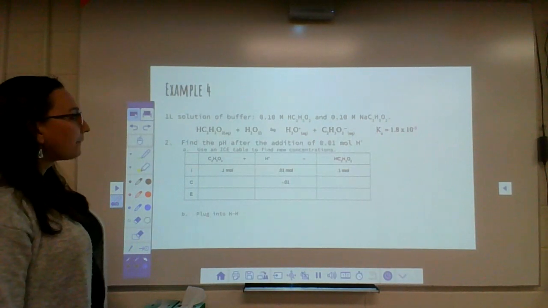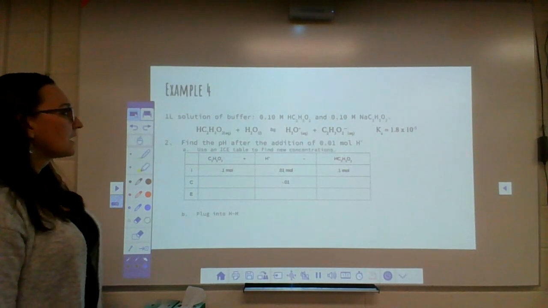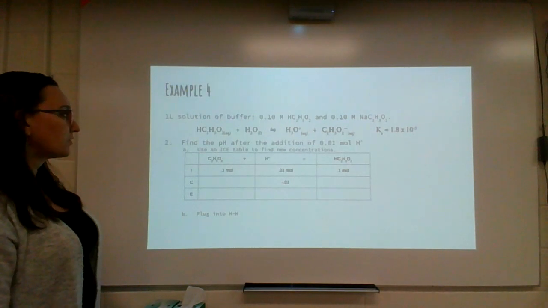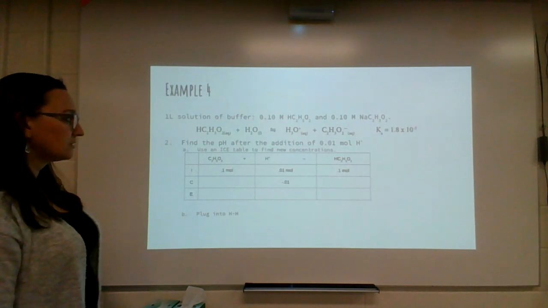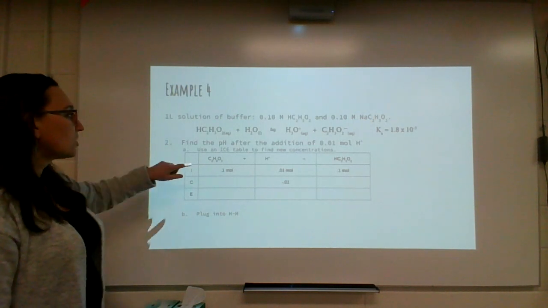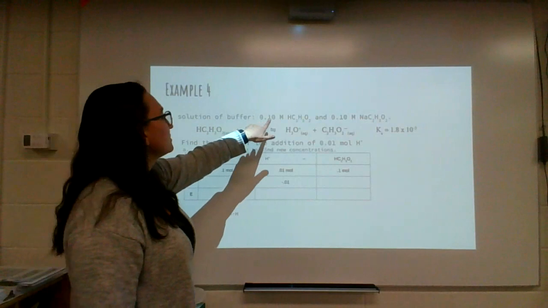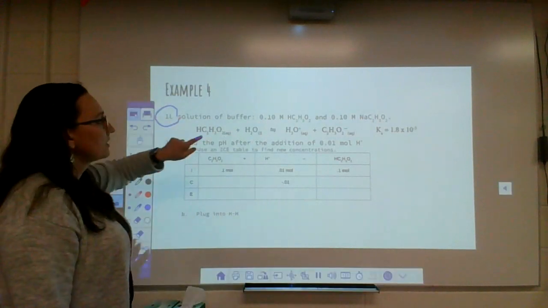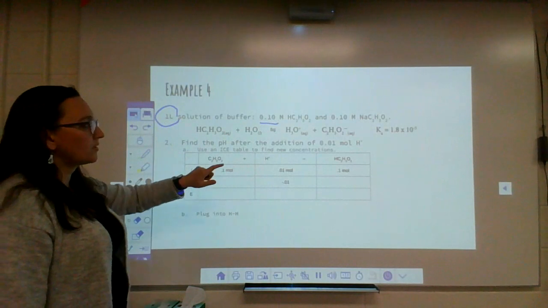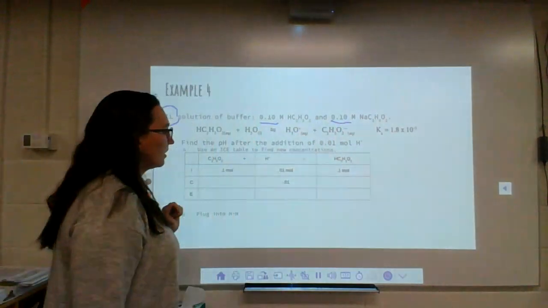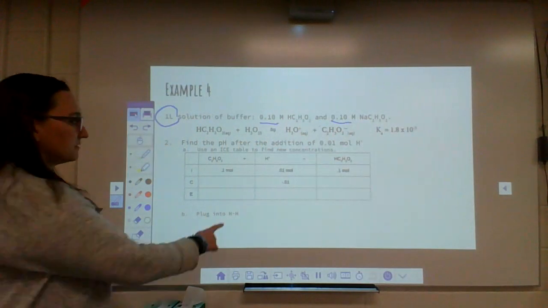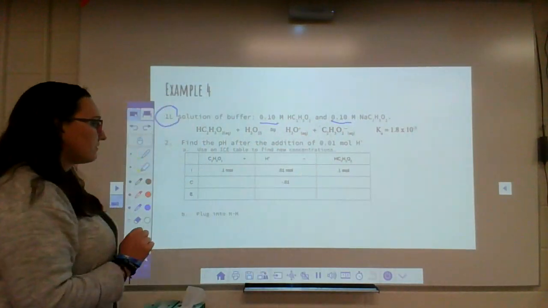So now, what happens to this buffer system if we add 0.01 moles of an acid? We want to find the pH of this new solution. So we'll use an ICE table to find the new concentrations. I'm starting with 0.1 mole. This was a 1 liter solution, so multiplying the volume times the molarity gives me 0.1 moles for each. And then I have 0.01 moles of my acid. So that's how I got my initial values here.